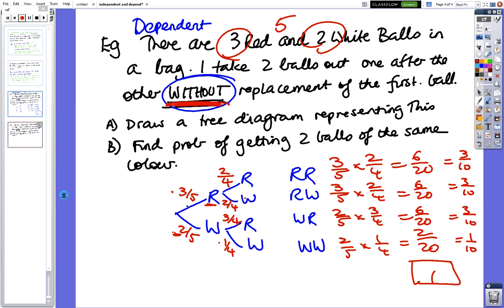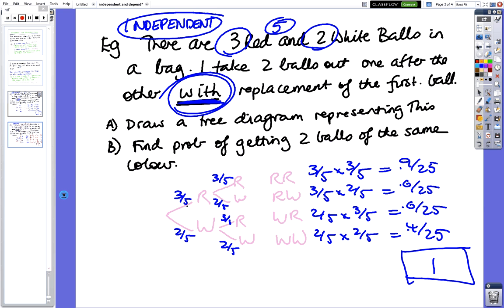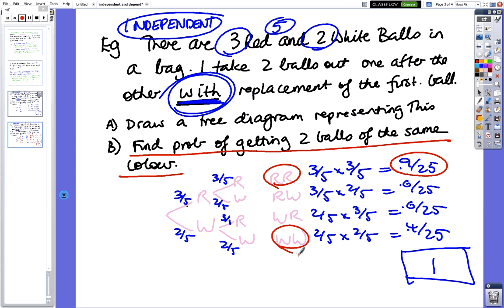I'm just going to go back. I think I didn't answer that last question. Find the probability of getting 2 balls of the same colour. So it's 2 reds or 2 whites. So the answer to that question there, with replacement, would be 13 over 25. Okay, sorry about that.